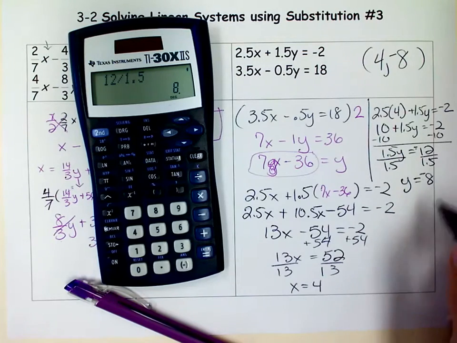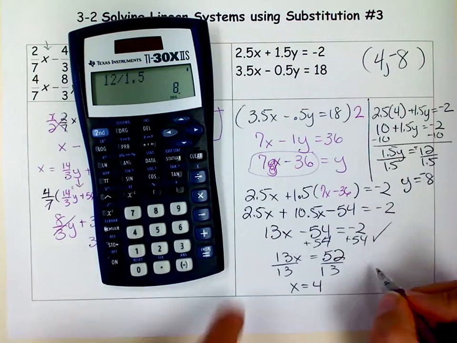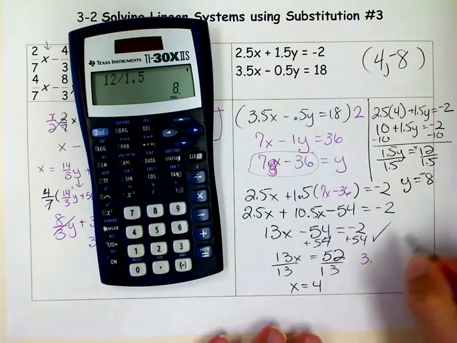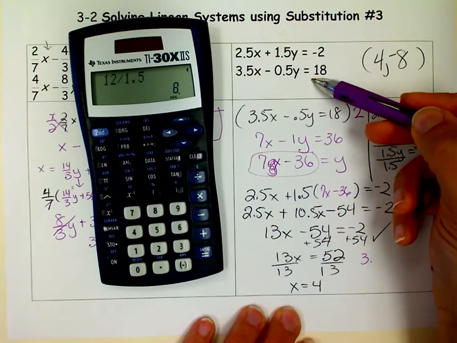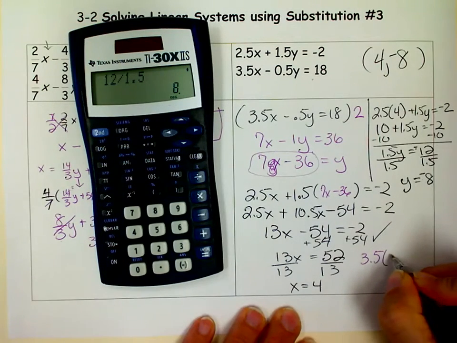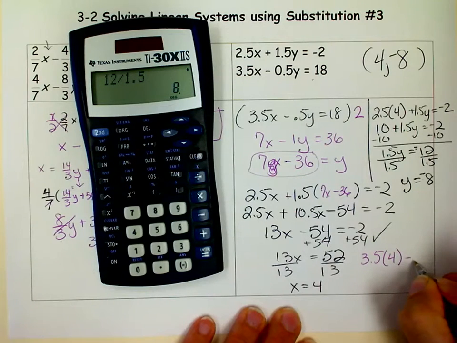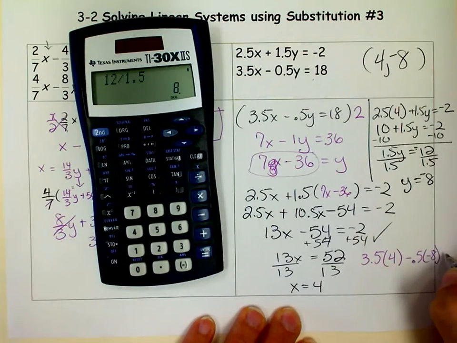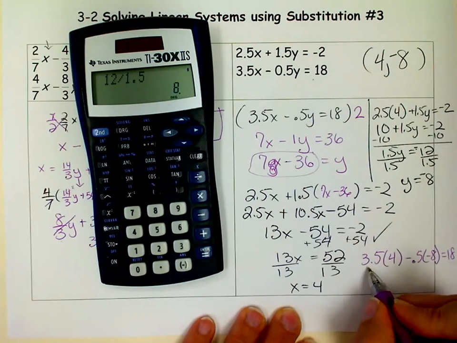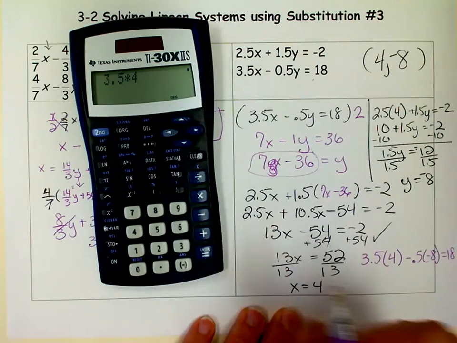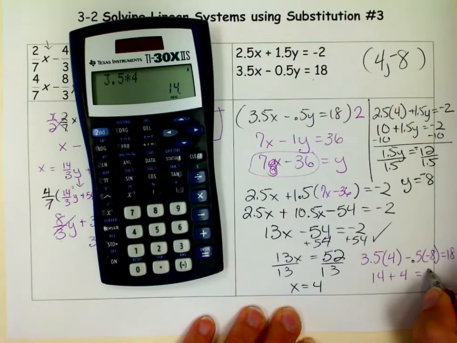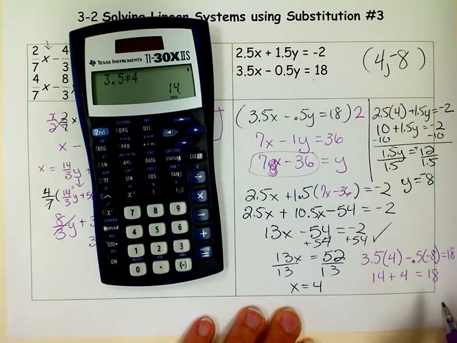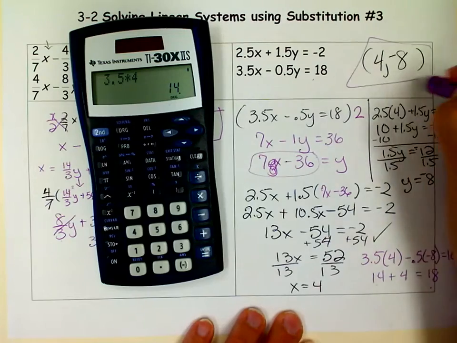And so then I want to check it. So here's my check down here. Since I already just put that 4 back into the first one, I don't really need to check that first one. I just need to check into the second equation. So 3.5 times 4 minus 0.5 times negative 8 should equal 18. So 3.5 times 4 is 14. A negative times a negative is a positive, and half of 8 is 4, and 14 plus 4 is indeed 18. So this is my check. I know I'm right, so this is my solution.